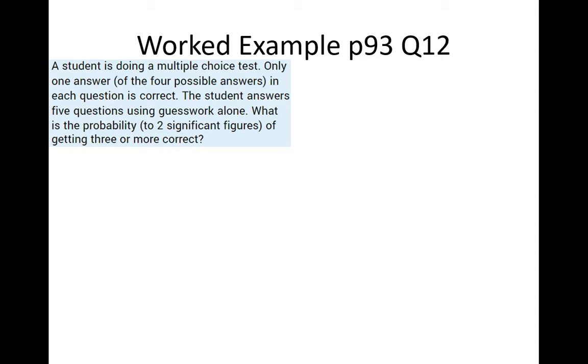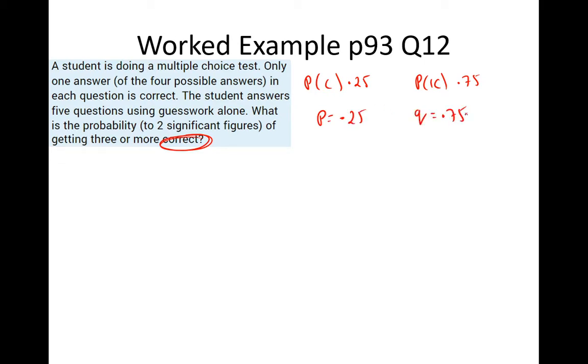Well, first of all, what are the 2 outcomes? The 2 outcomes are correct or incorrect. So therefore you've got the possibility of correct and you've got the possibility of incorrect. Okay, now what does it say? One answer out of 4 possible answers is correct. So that's 0.25. That's a quarter. So that must mean then that this being incorrect is 0.75. The student answers 5 questions using guesswork. What is the probability of getting 3 or more correct? So therefore my success criteria is correct. So that's going to be P equals 0.25, Q equals 0.75.